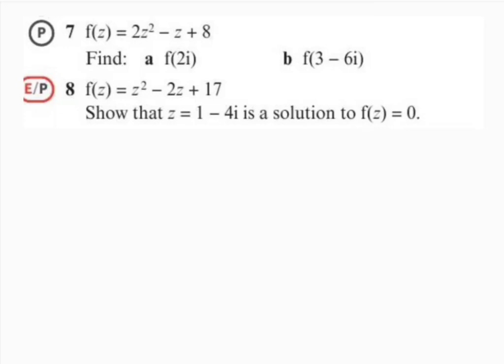So in part A, we want to find f of 2i, which is just the same as usual functions when we have a function and we want to find the value at x. For example, f of 2, we just substitute 2 into that function to get the value of the function at that x value. So here is the same.